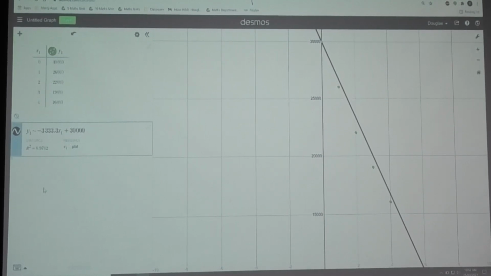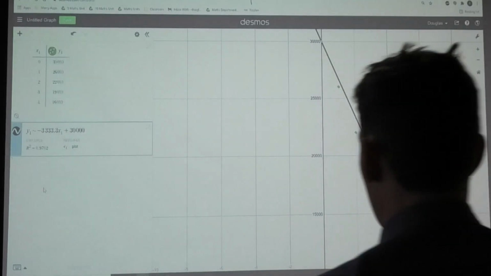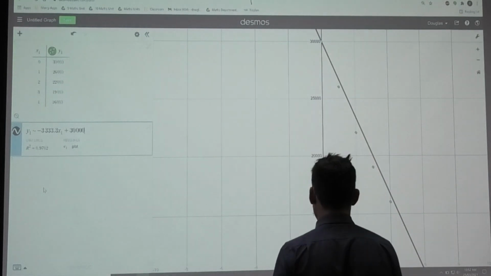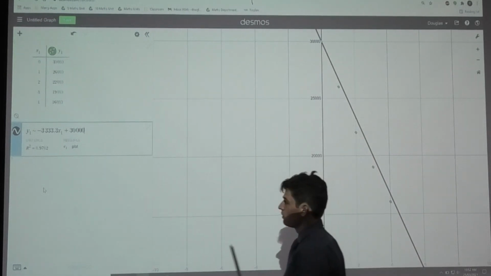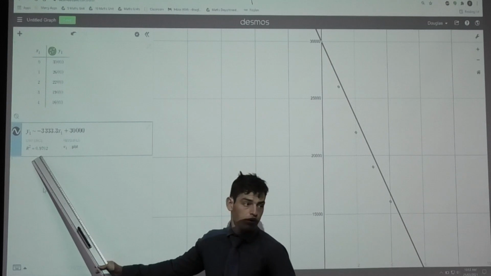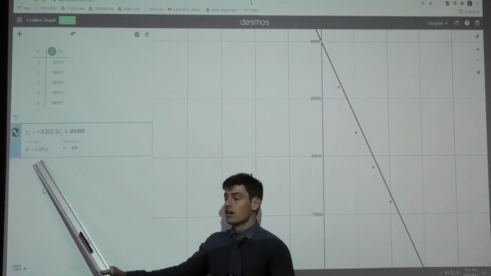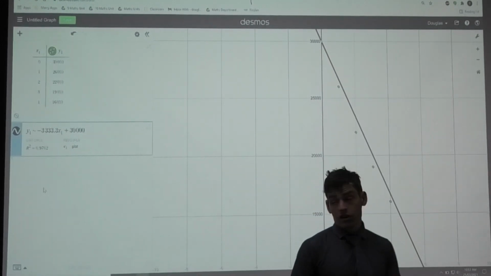What can I see now? I can see our line of best fit, can't I? And I can see with this R squared value, is it good? 0.997, is that pretty good? It's pretty good, correct? It's not as good as the other model, but it's pretty good still.